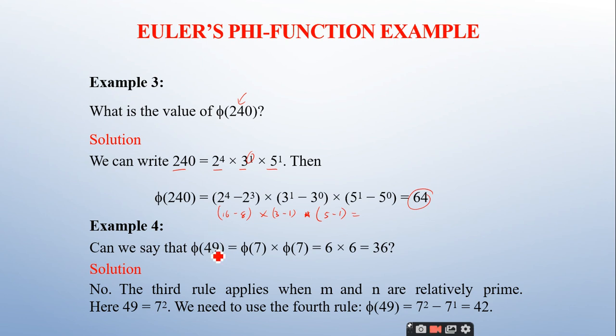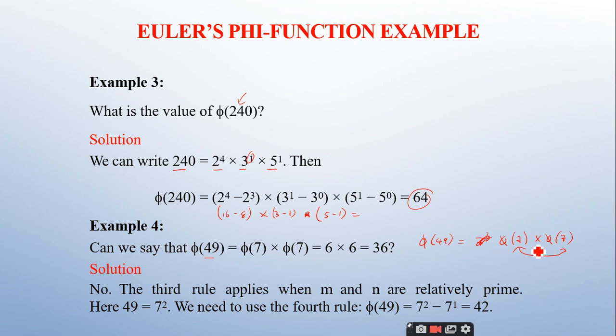Right. And what about this 49? Phi of 49. If I apply the formula like this, it is 7 square, right? So I cannot take this as phi of 7 into phi of 7. This is not applicable. Why? Because as I told, when you want to divide this into two factors, these two factors should be relatively prime to each other.